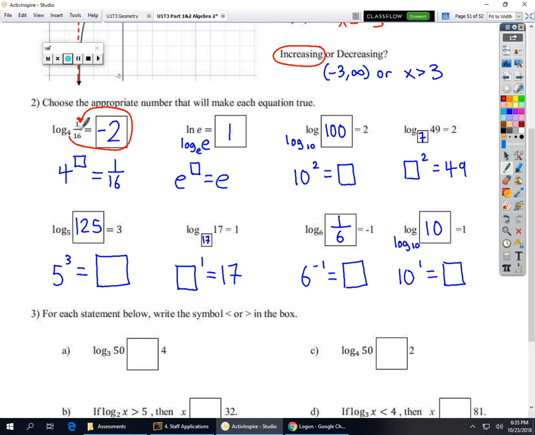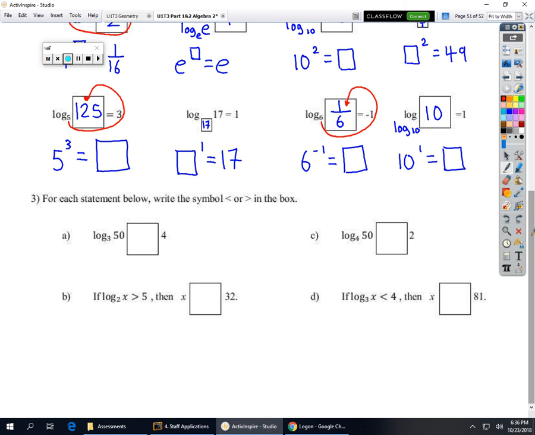All right, let's try the one underneath here. 5 to the power of 3 equals 125. Another one. 6 to the power of negative 1 equals 1 over 6. Some people will draw this a lot just to help them remember where to start when it comes to exponentials, because logs are a real backwards way of looking at exponential expressions.